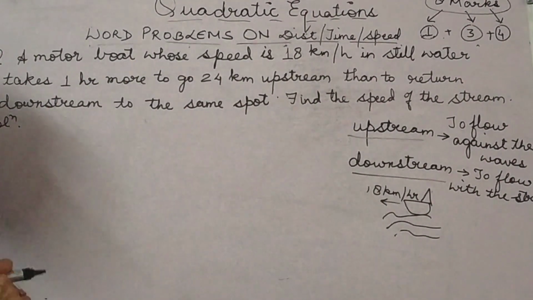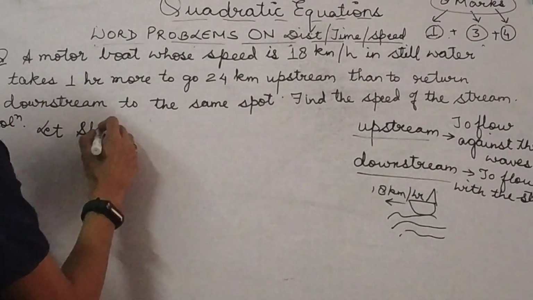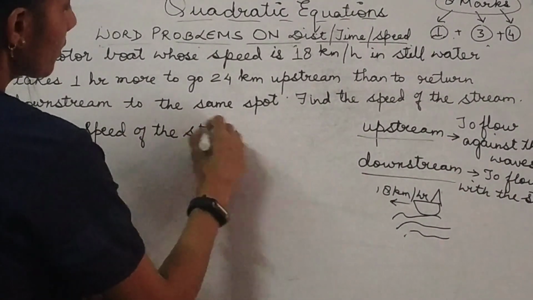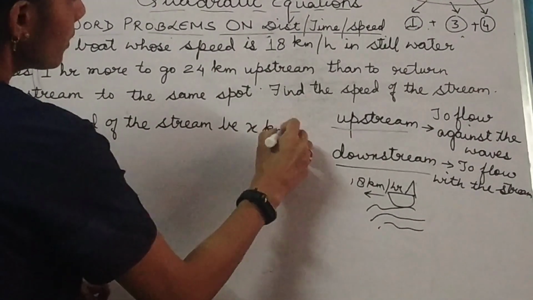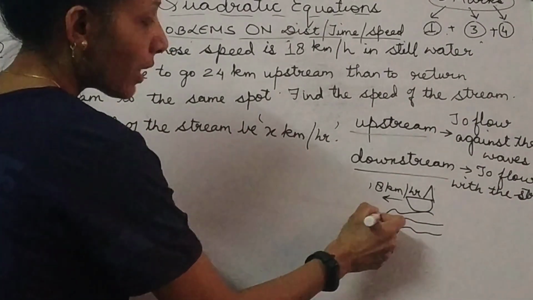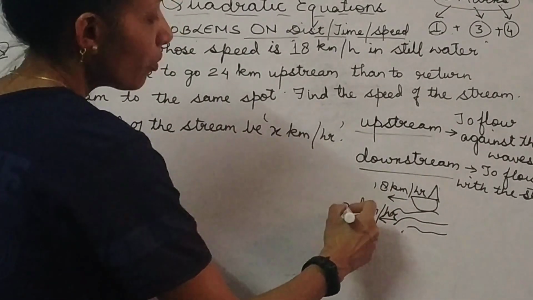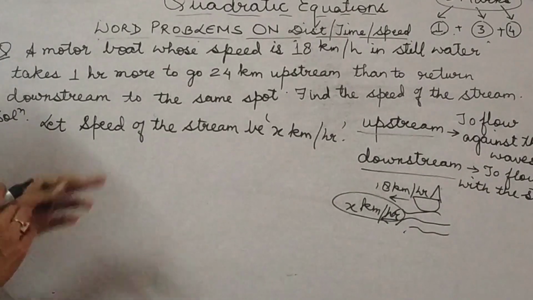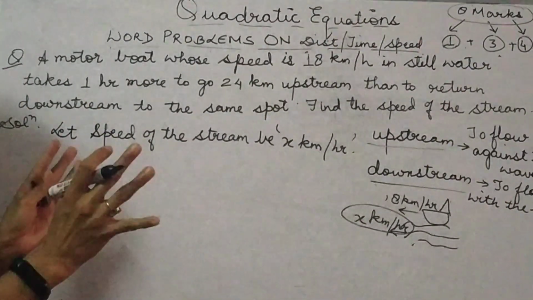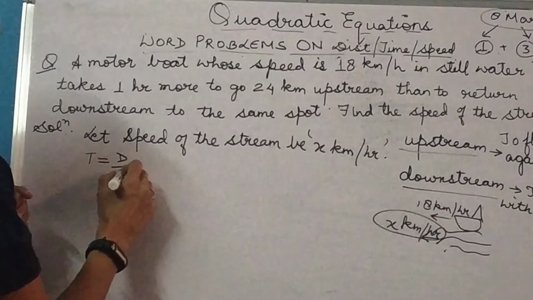So initially we take, let the speed of the stream be x kilometers per hour. We have supposed that the stream is flowing with the speed x kilometers per hour. Now you see, it is given here that it takes 1 hour more. That means time is calculated. Again we will be applying time equals distance by speed.